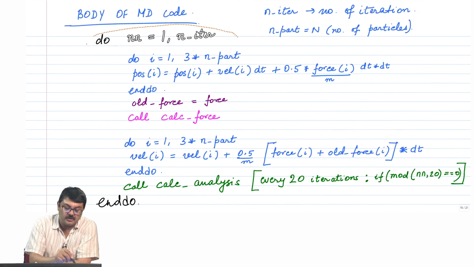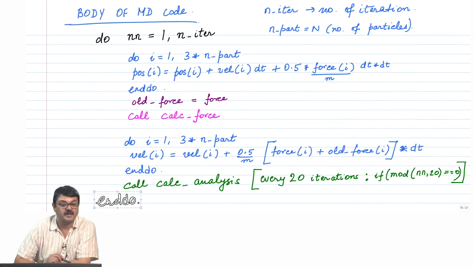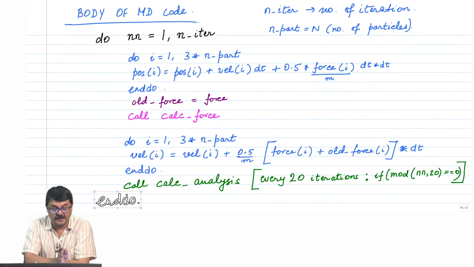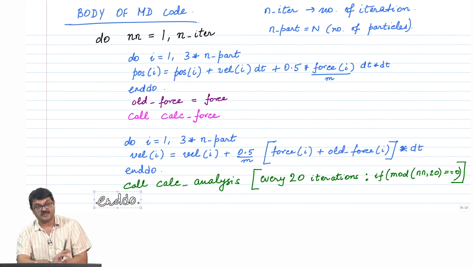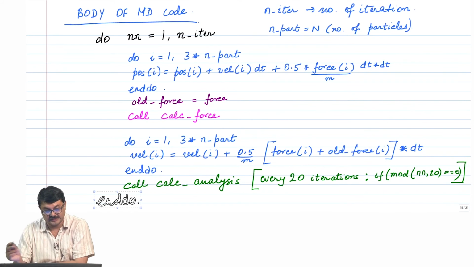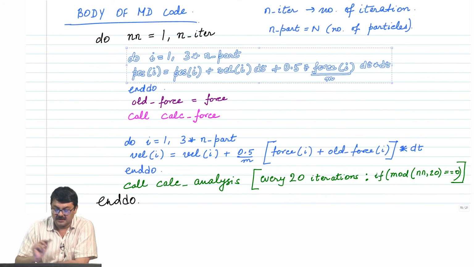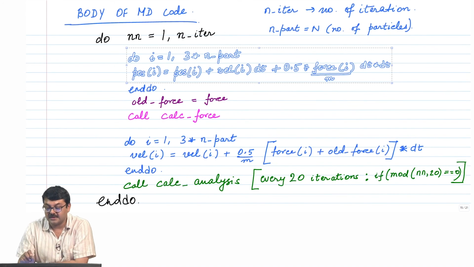So, do nn equal to 1 to n iter, and of course this loop is finished here. Do and end do, I have basically kept all the statements which are within this loop on the right. So, this is called indentation, so that the code becomes easier to read. And then in each iteration, for each value of nn, 1, 2, 3, 4, 1000, 10,000 and so on and so forth, what is being done? This part is nothing but the update position. Do i equal to 1 to 3 into n part. What is n part?